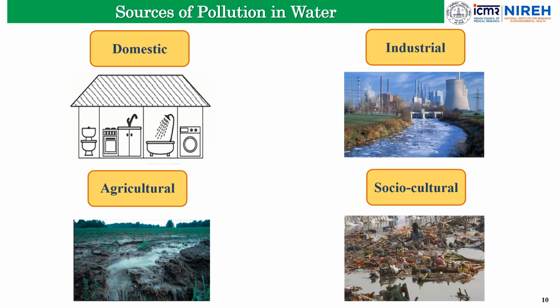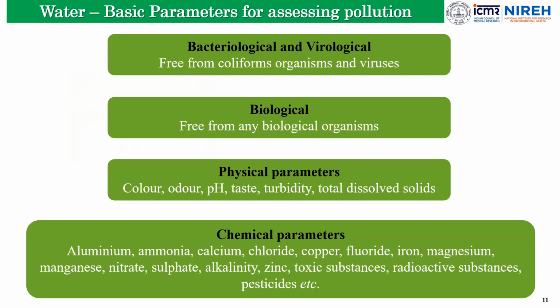So now if we see the basic parameters for assessing pollution, right? Like if you have a water sample, how would you say whether this sample is polluted or not? So how do we assess that contamination or pollution? There are four basic parameters through which we can do this.